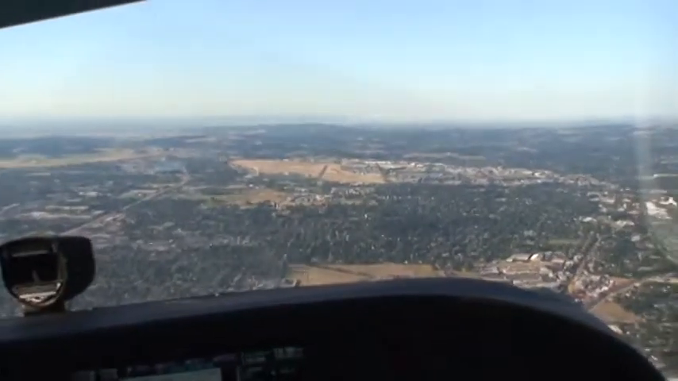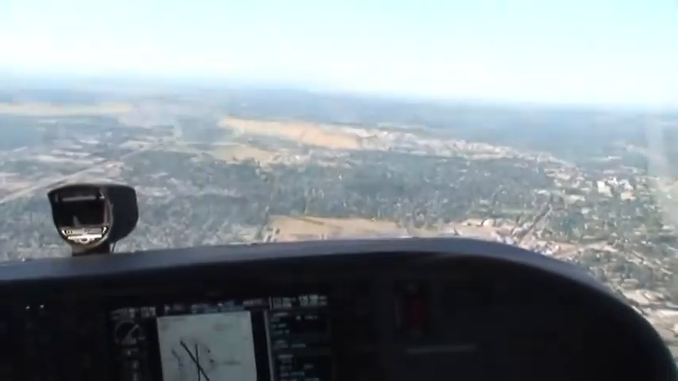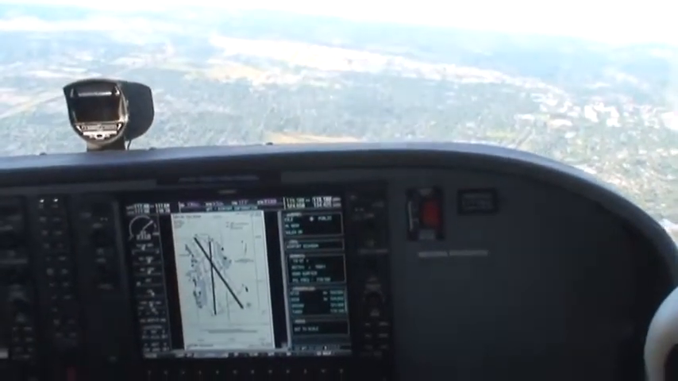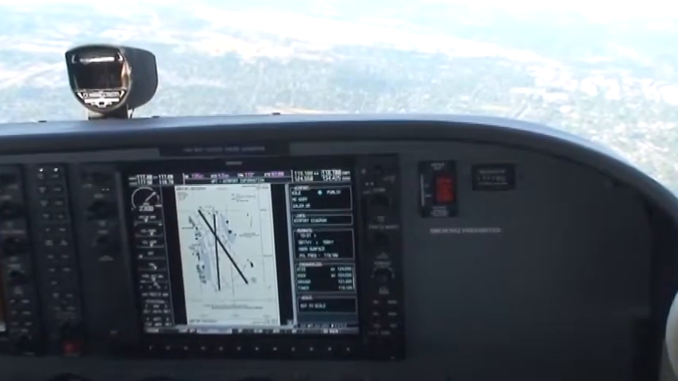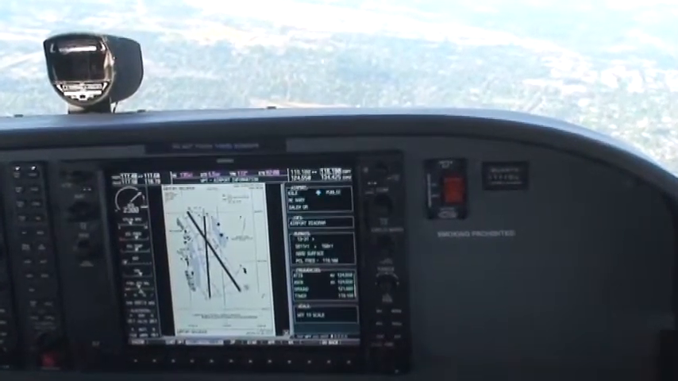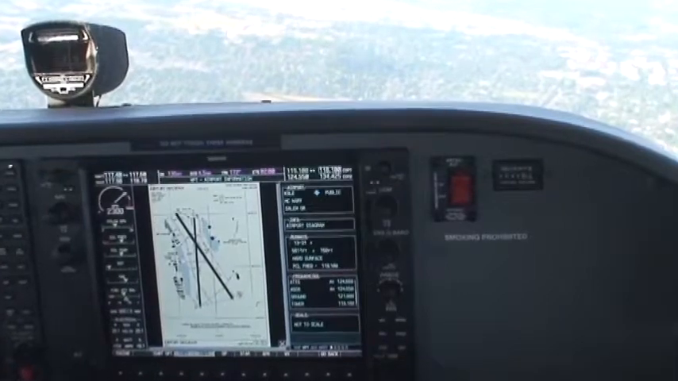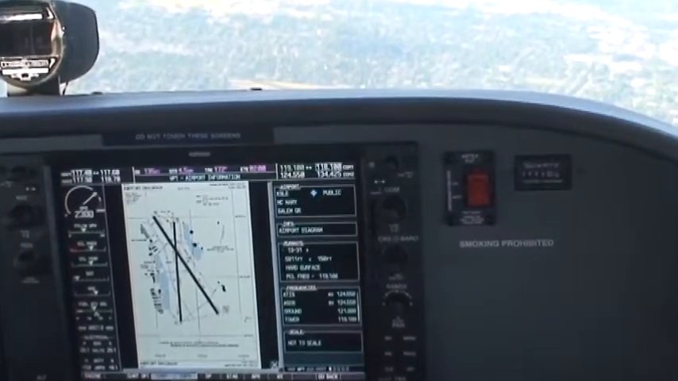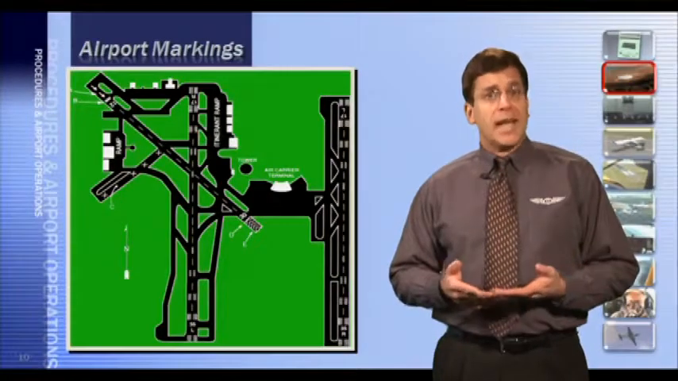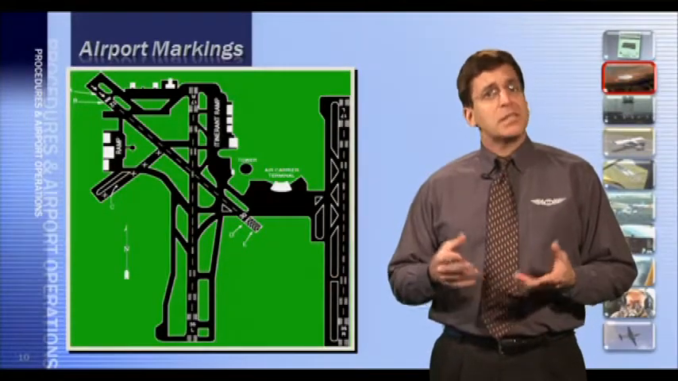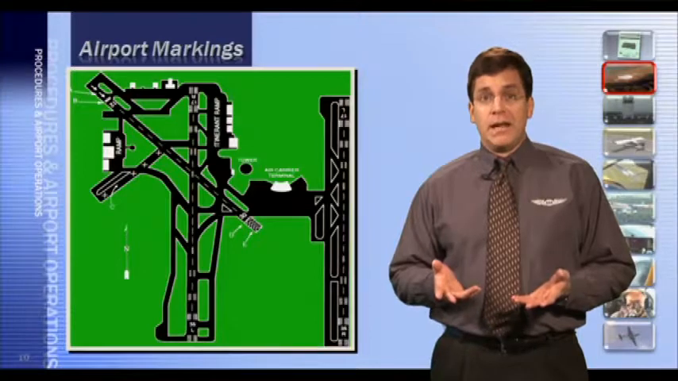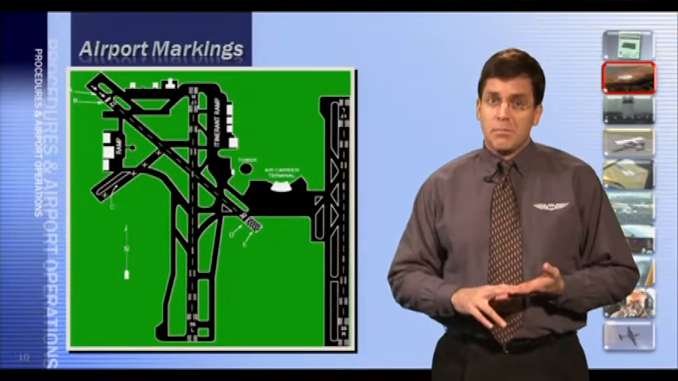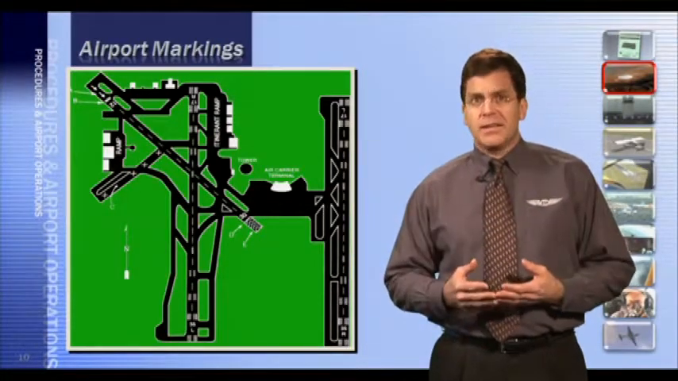Now let's take a look at some of the markings and signs you'll see at airports. A good place to start is an airport diagram like this one. There's a lot of information here. Airport layout diagrams are available for most airports. You can find them in the airport facility directory and other airport guides. They're especially useful for taxiing at unfamiliar airports because sometimes the hardest part about a flight can be finding your way around the airport after you've landed.